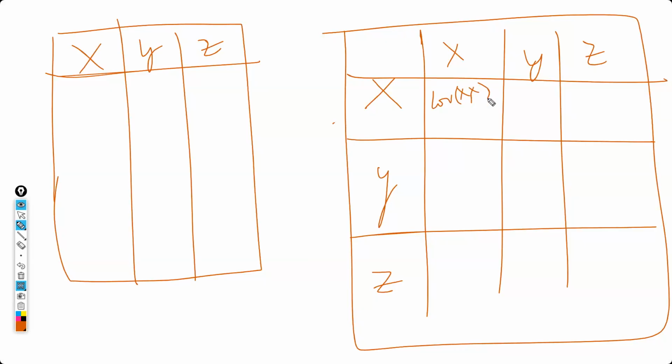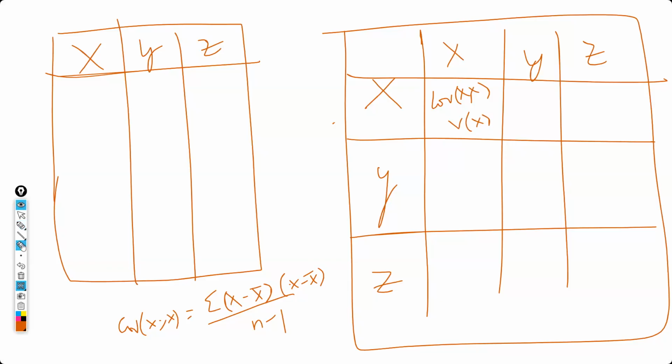What is the formula of covariance of X comma X? First you have to calculate X minus X bar. For the same column, you again multiply with one more X minus X bar. That is nothing but X minus X bar whole square. Then you do the sum divided by N minus 1, which is nothing but the variance formula. This is nothing but variance of X.